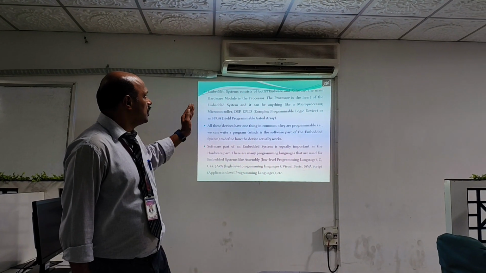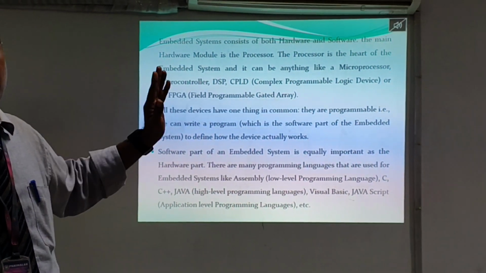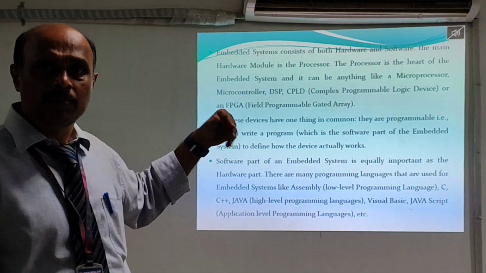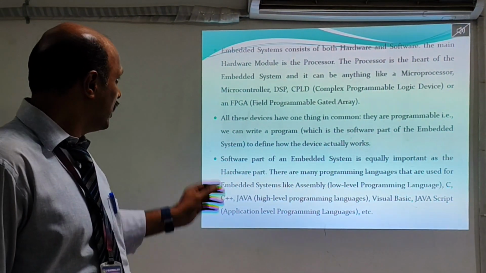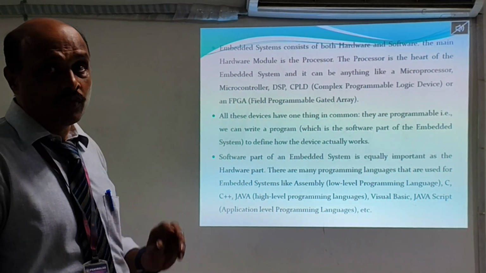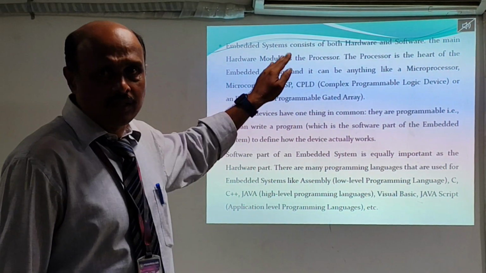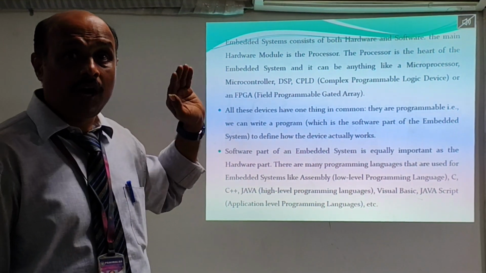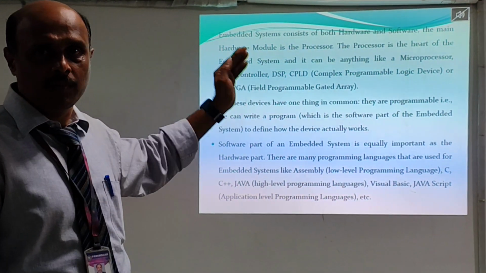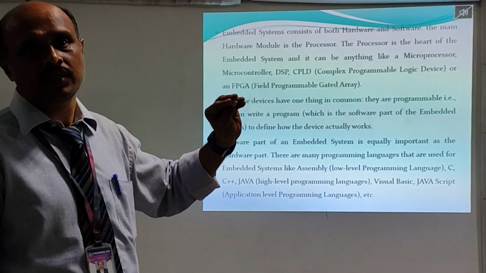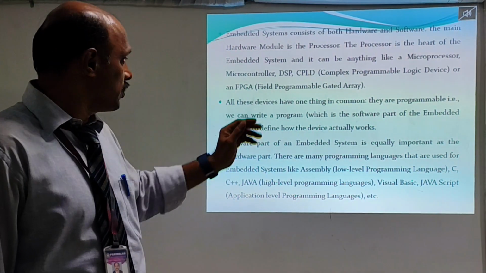In embedded systems, the processor is the heart of the system. In the processor, we have a microprocessor, or maybe a microcontroller, or a DSP; different processors are there. So we have to program that processor, right? So all these devices are programmable. The common thing in all these DSPs, microprocessors and microcontrollers is that all are programmed according to our requirement. We are going to program the processors.